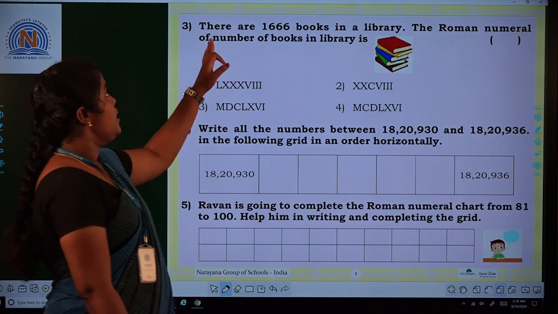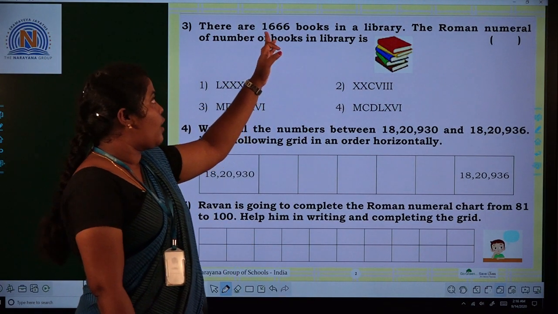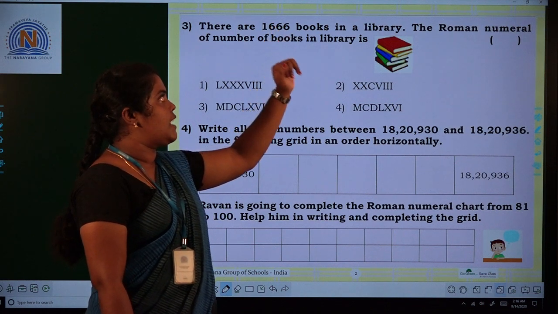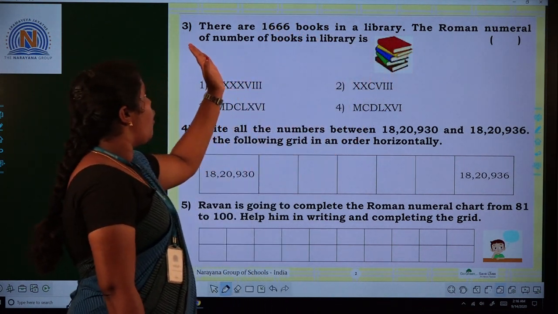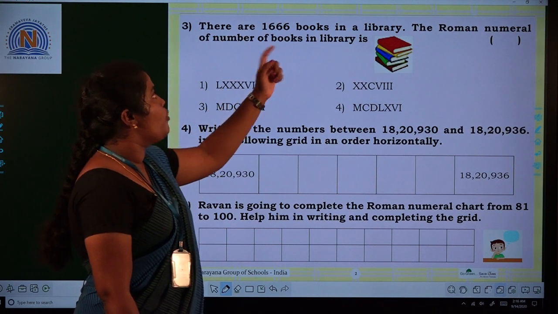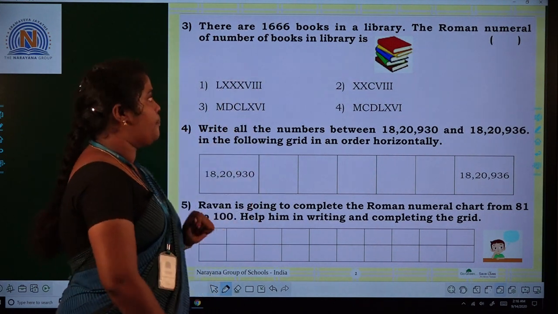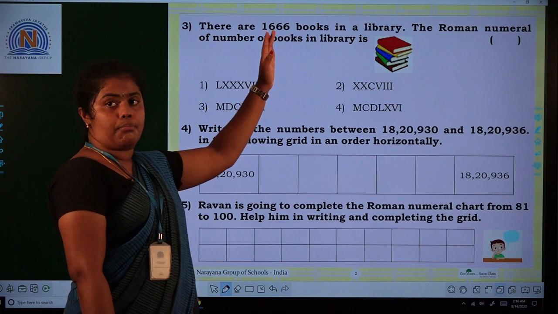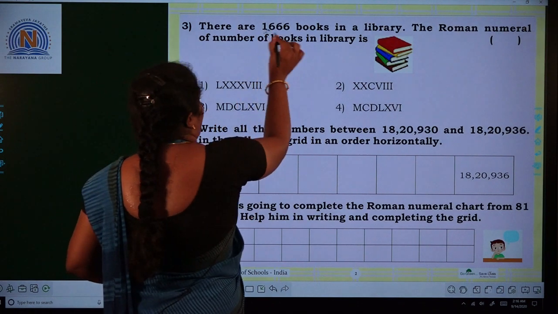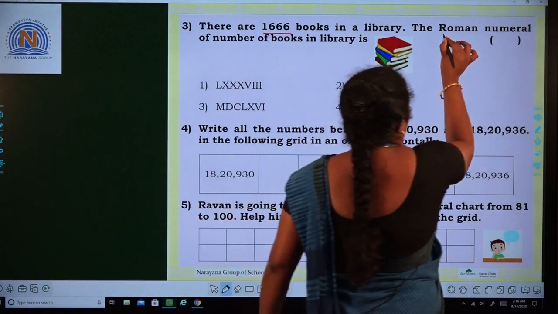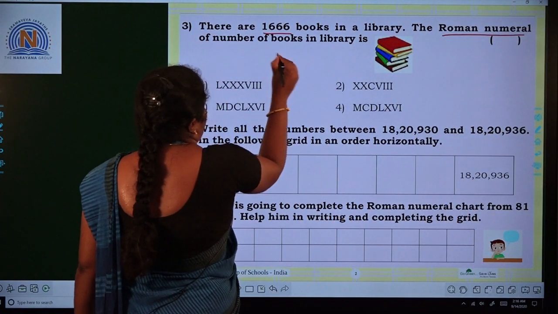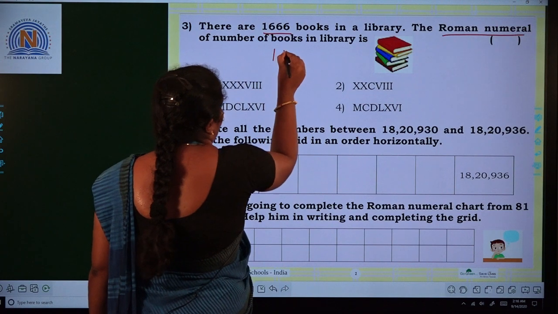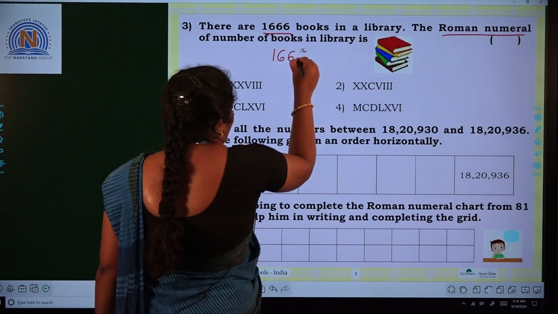Yeah, third question. There are 1,666 books in a library. The Roman numeral of number of books in library is. So the given number is in Indo-Arabic numeration. So we have to write in Roman system.